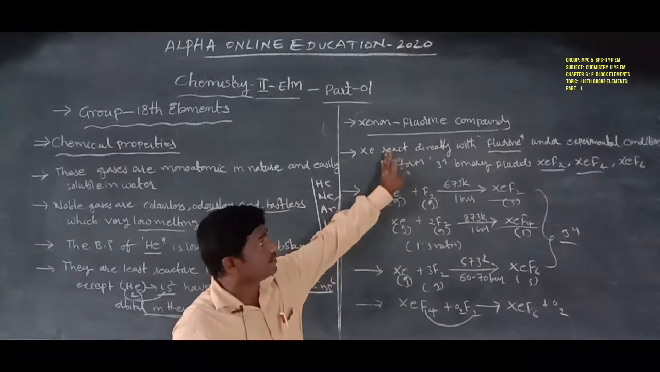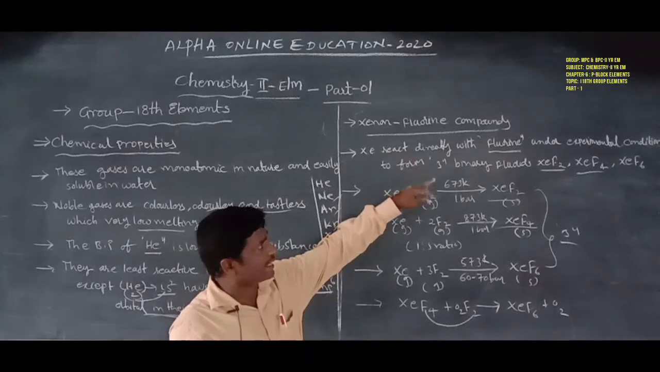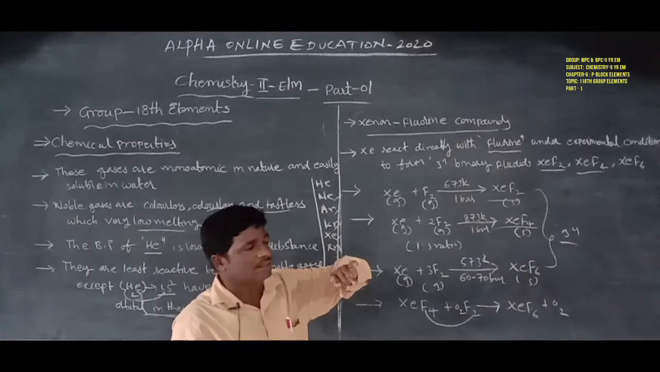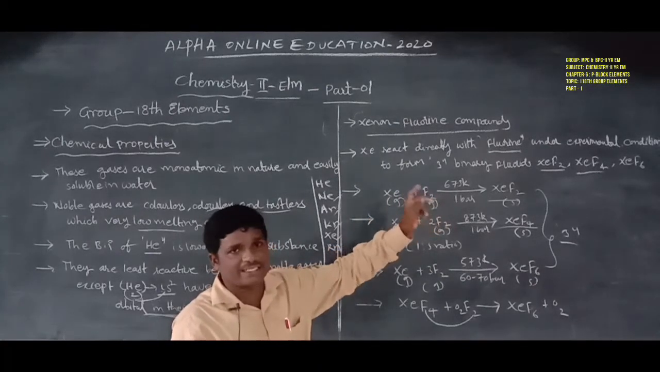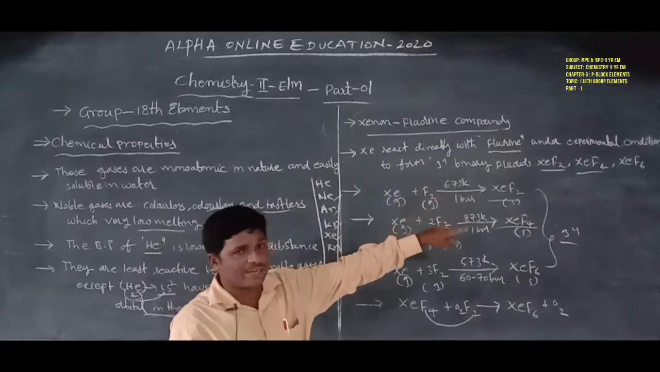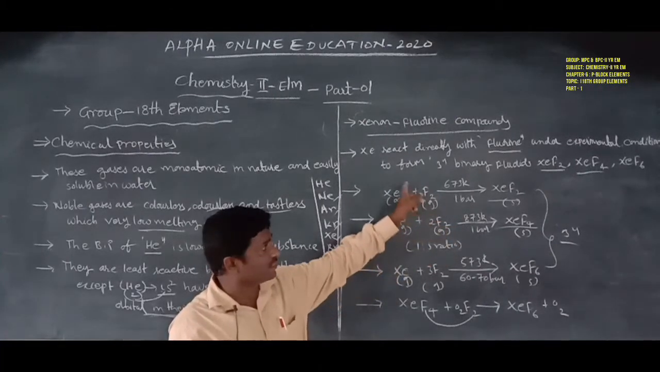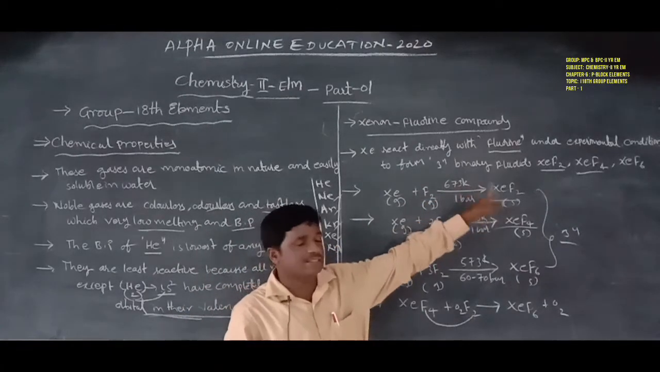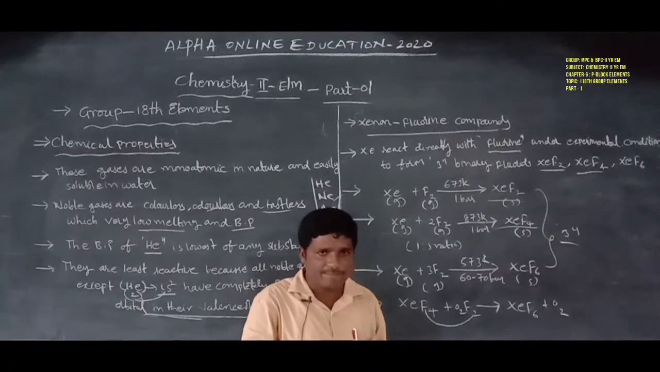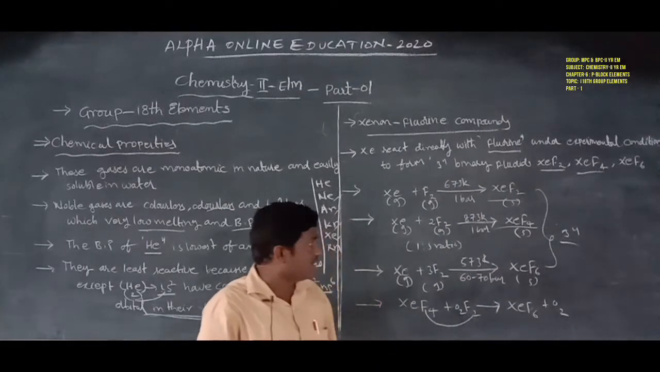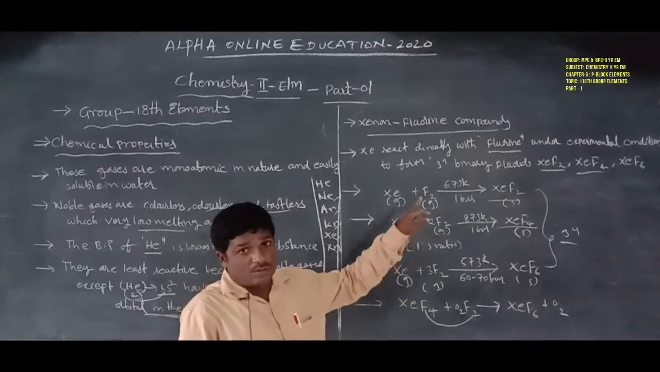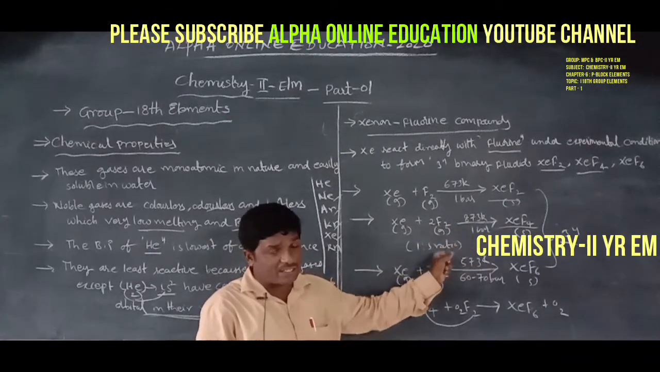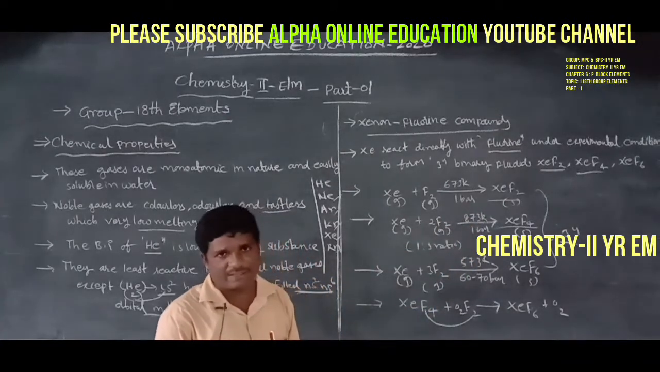Xenon fluoride compounds: xenon reacts directly with fluorine under experimental conditions to form 3 binary compounds, xenon difluoride, xenon tetrafluoride, xenon hexafluoride. The first: xenon reacts with fluorine at 673 Kelvin, 1 bar pressure, to form xenon difluoride. Next, xenon reacts with 2 moles of fluorine at 873 Kelvin and 1 bar pressure, a 1:5 ratio, to form xenon tetrafluoride.